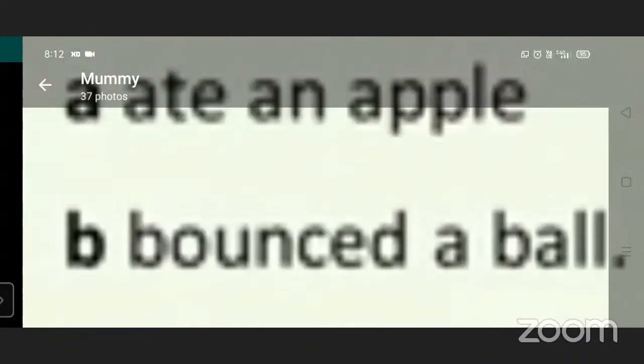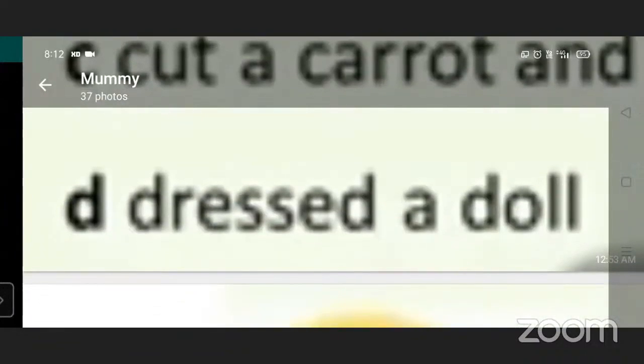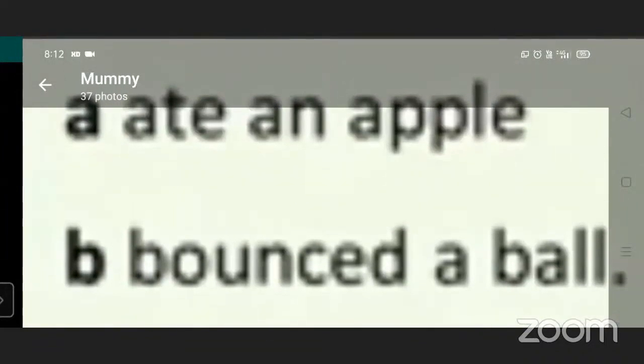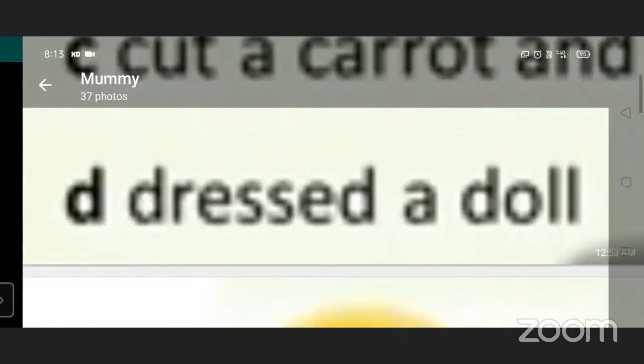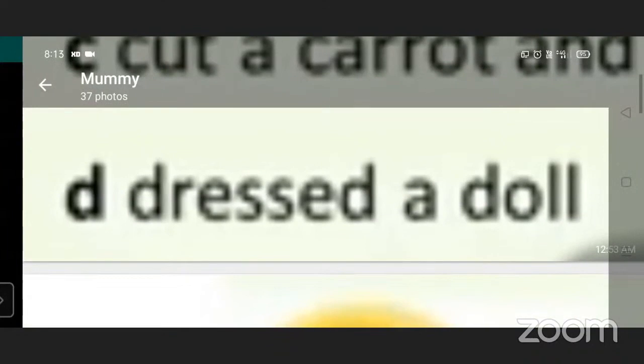A ate an apple. B bounce a ball. C cut a carrot, and D dress a doll. Okay. Again, one time I sing four lines. A ate an apple. B bounce a ball. C cut a carrot, and D dress a doll. Understand, students? Now, after D, which letter is coming?